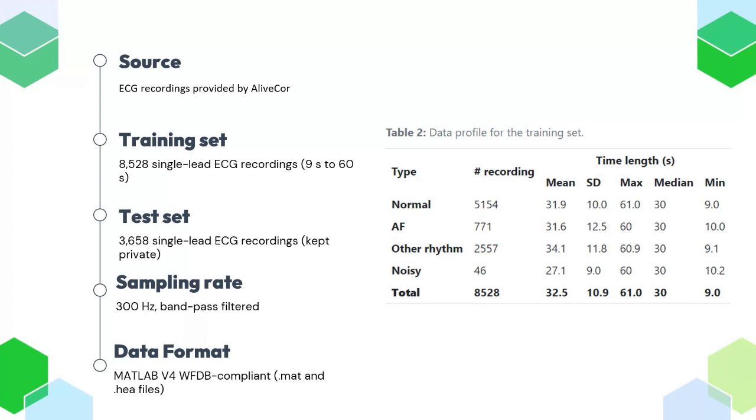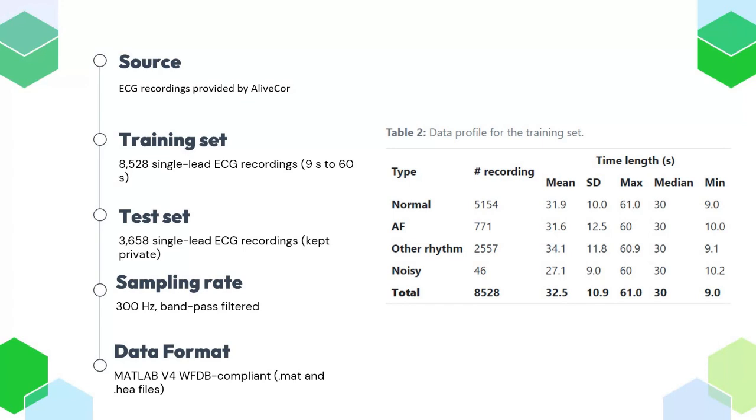So this dataset was generously provided by AliveCore. These recordings are integral to this research, giving us the data needed to train and validate our model. The training set consists of 8,528 single-lead ECG recordings, each lasting between 9 seconds and just over 60 seconds. This rich data set allowed us to capture the nuances of various heart conditions. On the other hand, the test set contained 3,658 recordings. The ECG signals were sampled at 300 Hz and bandpass filtered by the AliveCore device, ensuring that we work with high quality data.